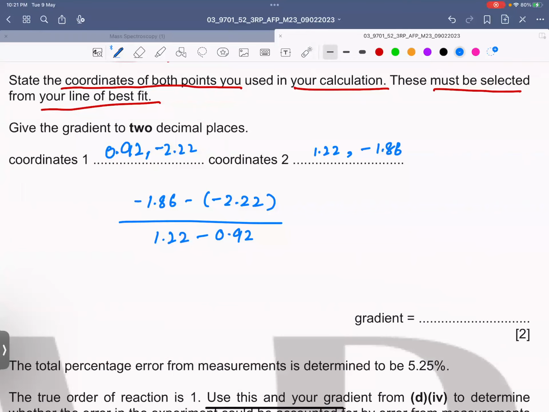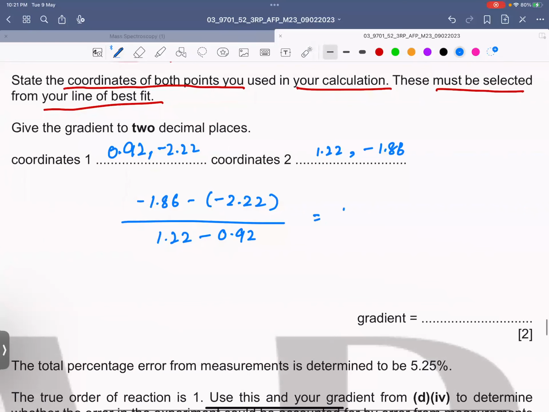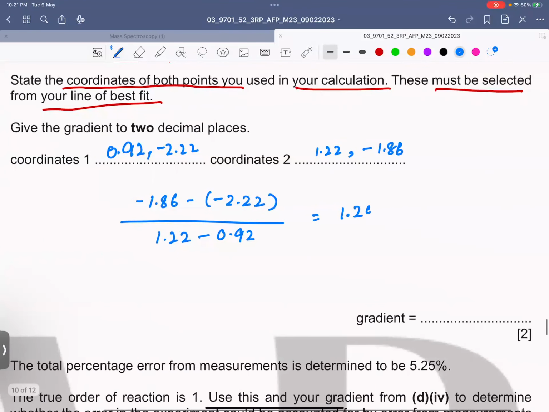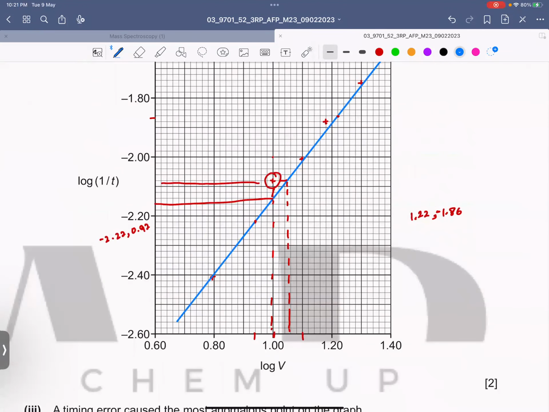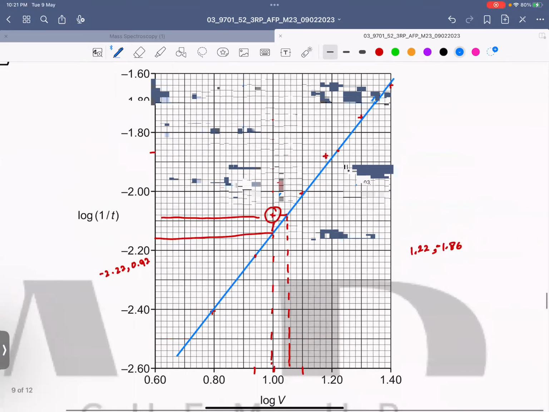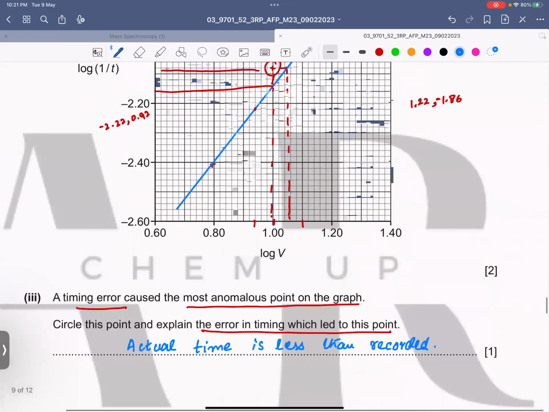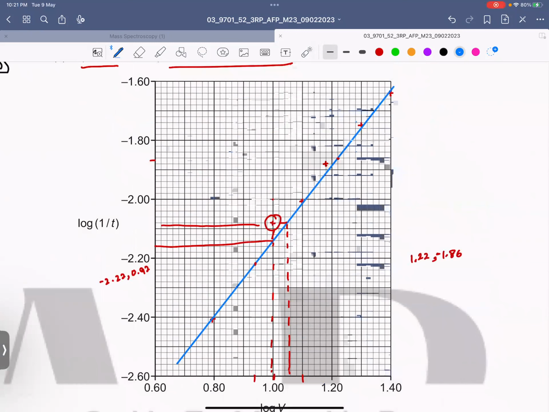Yes. 1.2. Is there any number after 1.2? No. So we will write 1.20. Okay. Just let me check. Minus 1.86. Okay, that's fine.